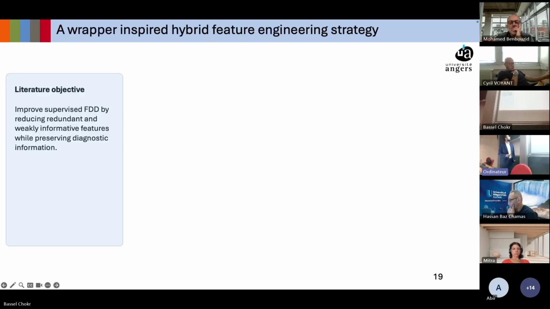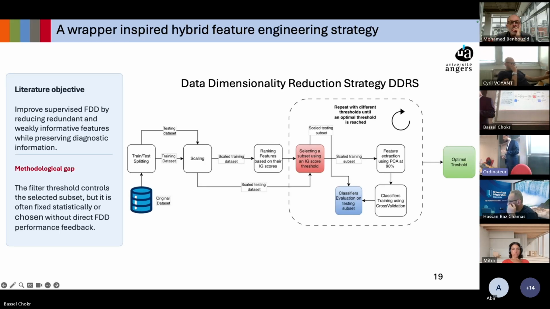The literature objective: how can we improve supervised FDD by reducing redundant and weakly informative features while preserving diagnostic information, as we said already. And the methodological gap is how we can select the threshold for the filtering method to select the best subset. And we propose a method called Data Dimensionality Reduction Strategy, DDRS, where we start with the original data set, and then we do training and testing splitting, 70-30% as usual, where we have a testing data set and training data set.